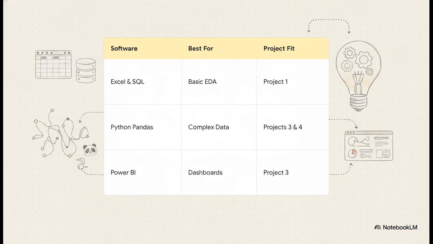Prioritize Python and Pandas when you need to predict risk or clean highly complex data, which fits perfectly with Projects 3 and 4. And save Power BI strictly for when you need to visualize structured dashboards like your HR project. Always let the business problem dictate the tool, not the other way around.